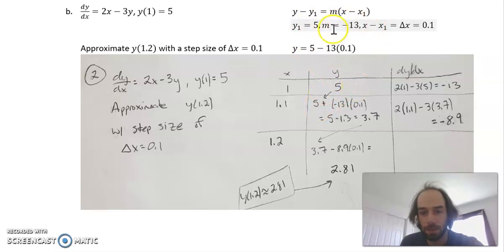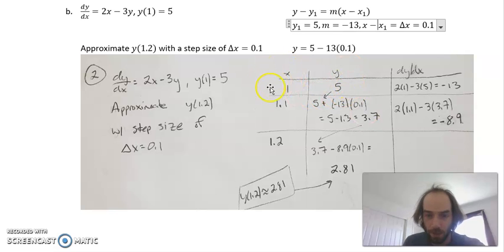Well, let me talk about it from a tangent line perspective. In this case, my y value is 5. My m is negative 13 because that's the slope. And my delta x, which is x minus x1, is 0.1. So if I replace all those things up here, this becomes a 5, and I move it over to the other side, I get 5. The m is my negative 13, so that's right here. And then my x minus x1, which is my delta x, becomes 0.1. That's where I get 5 minus 13 times 0.1. When I work that out, I get negative 3.7.